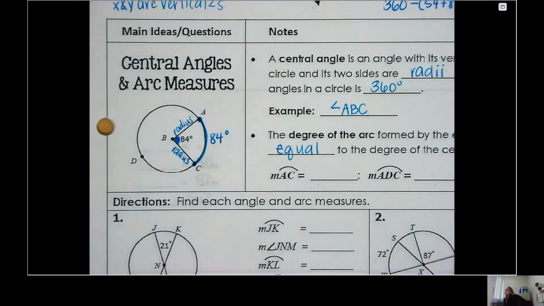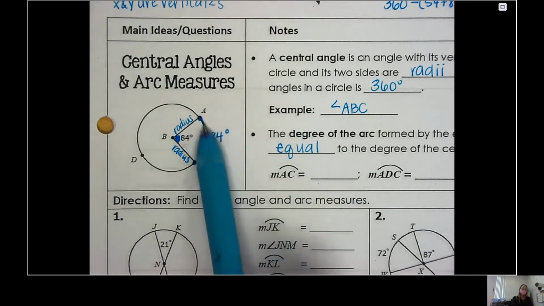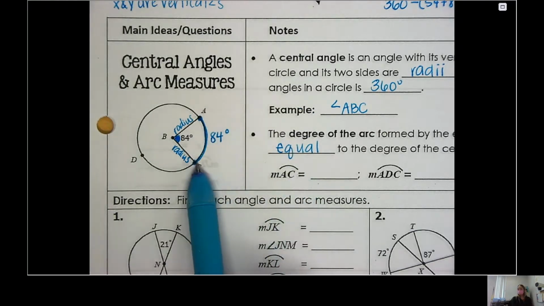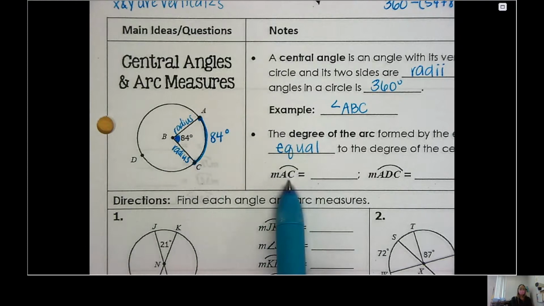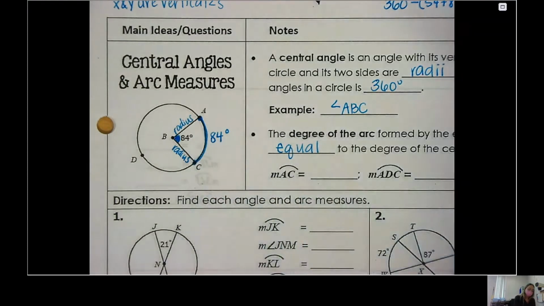Now, when we're trying to say it's on the outside of the circle, like part of the circumference, we write it like this: measure of arc AC. So that means start at A, end at C, and if it's got this little arc above it, that means it's on the outside of the circle. So this arc measure AC is 84 degrees.